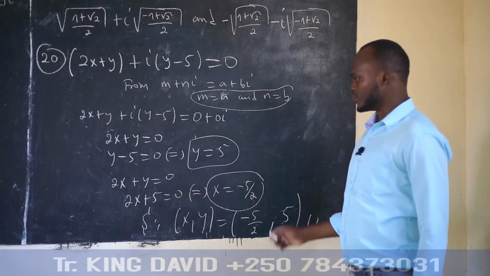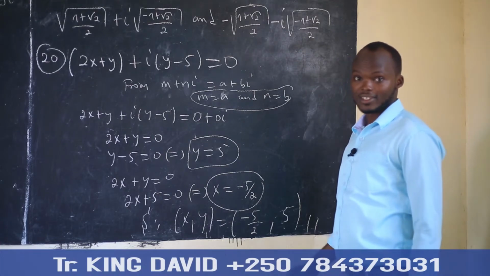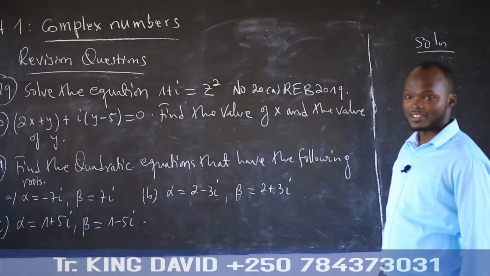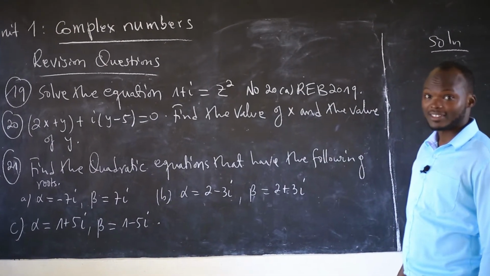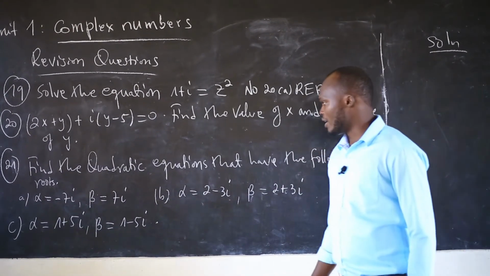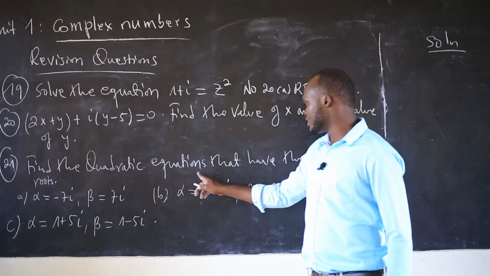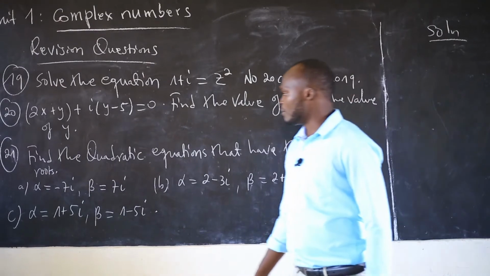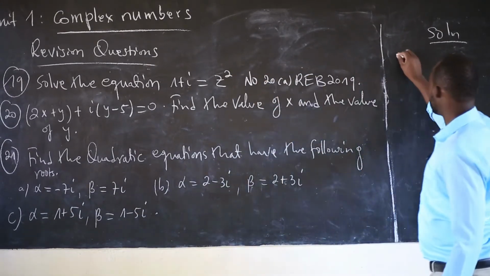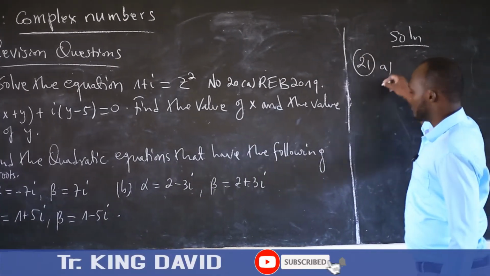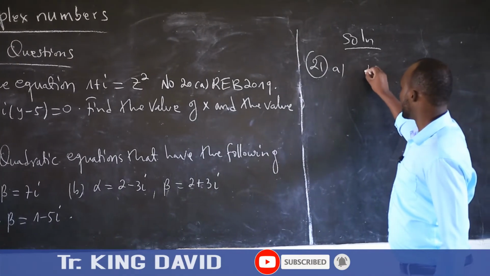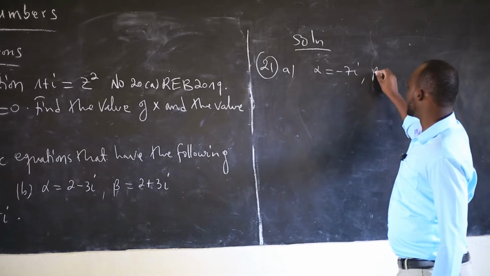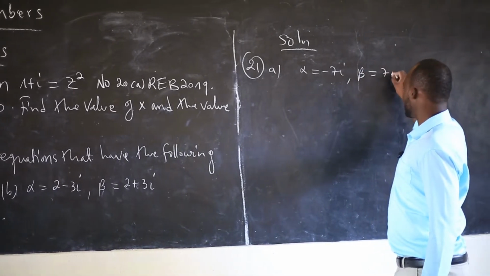So thank you. Let us go to number 21, because number 20 is done. We are still on the revision questions about complex numbers. Number 21 is saying, find the quadratic equations that have the following roots. We have 21a, with roots alpha, which is negative 7i, and beta, which is 7i.